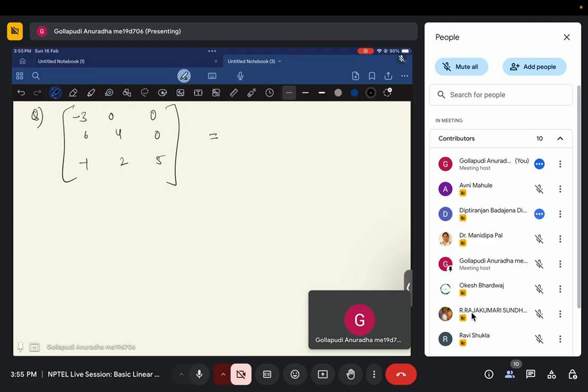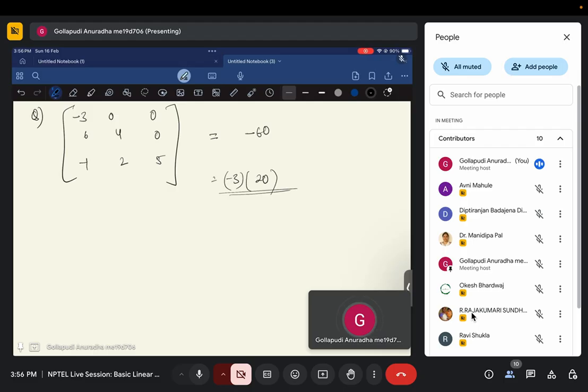Minus 60. Yeah, it's minus 60. How did you do this? In the first row, minus 3, so minus 3 you are doing, and then 20 minus 20. First row and first column.